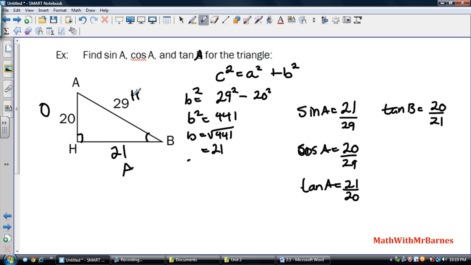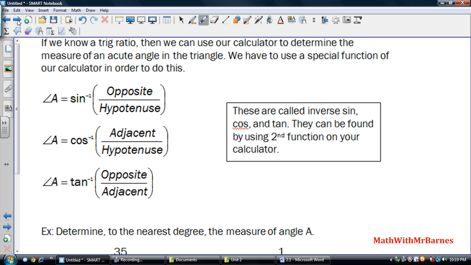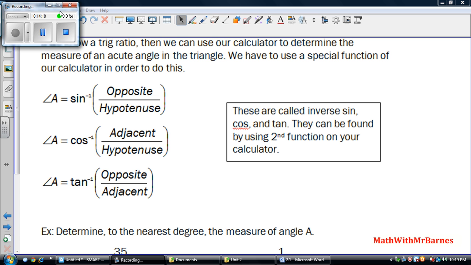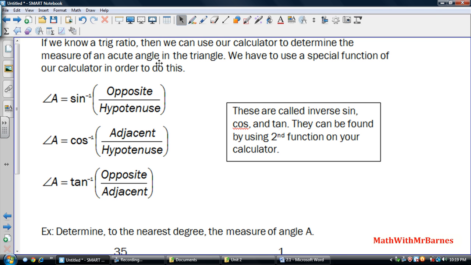The reason being is Pythagorean theorem and right angle trigonometry are used a lot together in test questions. Alright, so let's look at our next big topic, which is being able to find the angle of a triangle. So that's another thing that's really useful.